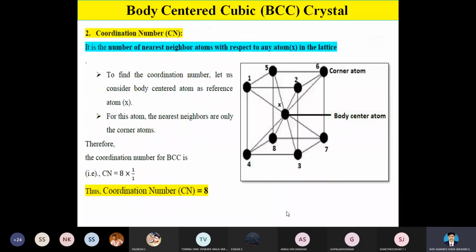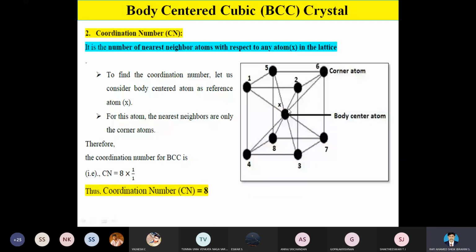The second parameter is the coordination number. We know the coordination number is the number of nearest neighboring atoms to a particular atom, or with respect to any atom in the lattice. For the BCC crystal structure, we have two types of atoms, the corner atom and the body atom. To find the coordination number, we are going to consider the body centered atom as the reference atom.